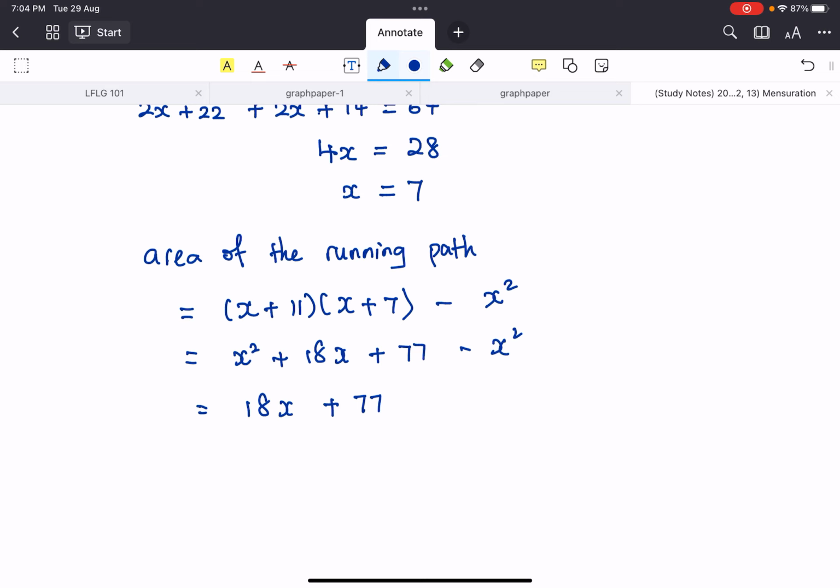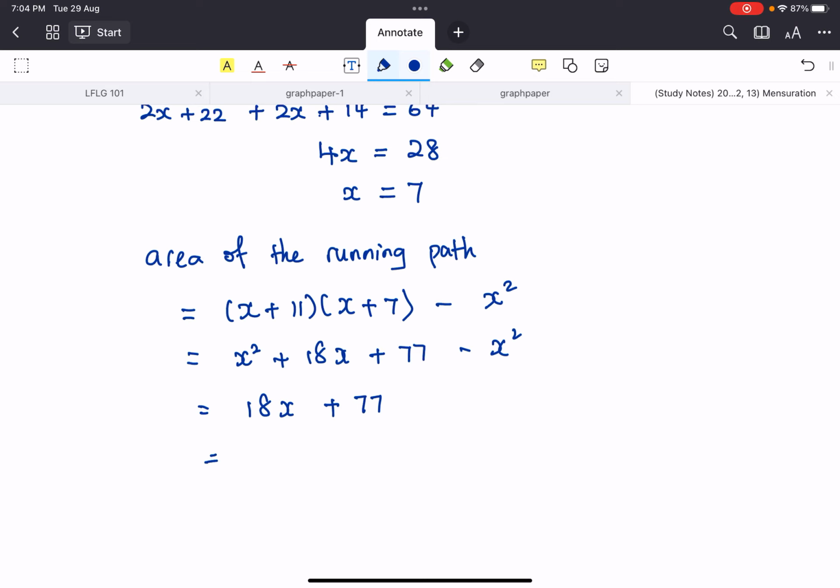And now, since we know that x is equal to 7, this is 18 times 7 plus 77, which works out to 203 square meters. There we go. We have successfully solved this particular practice question. I hope you have been successful.